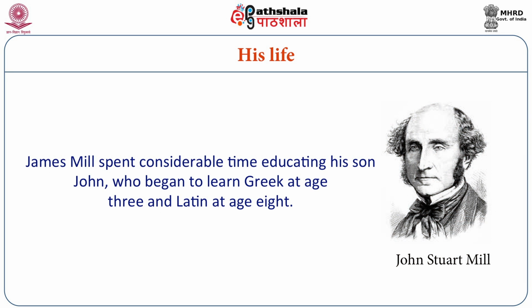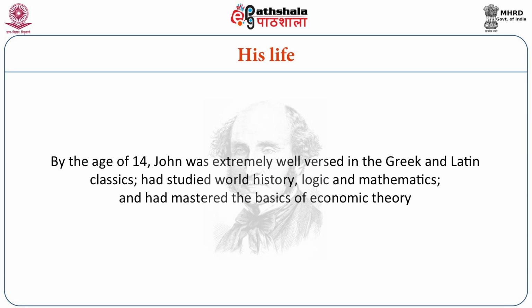James Mill spent considerable time educating his son John, who began to learn Greek at the age of 3 and Latin at the age of 8. By the age of 14, John was extremely well versed in Greek and Latin classics. He had studied world history, logic, and mathematics. He had mastered the basics of economic theory. His personality was great, but it was shaped by his father James Mill. He also had something inherent in his own personality that came later on.